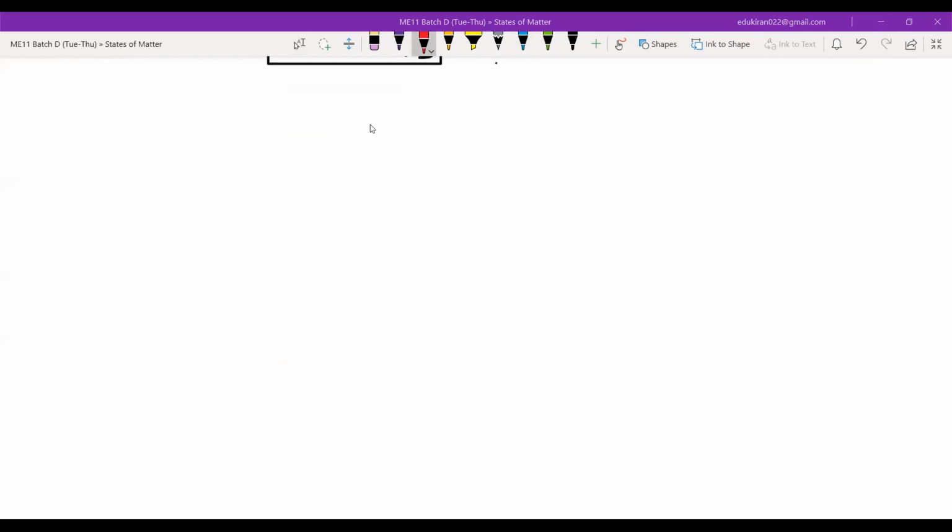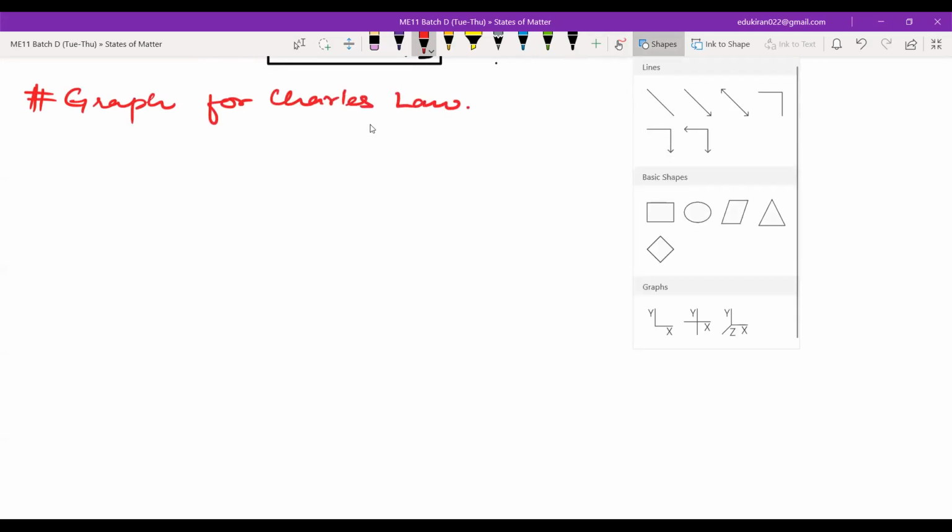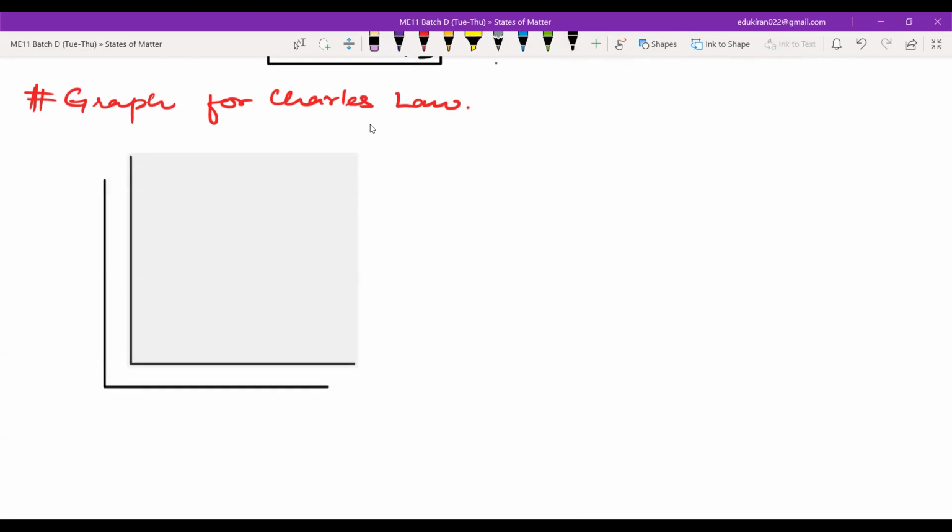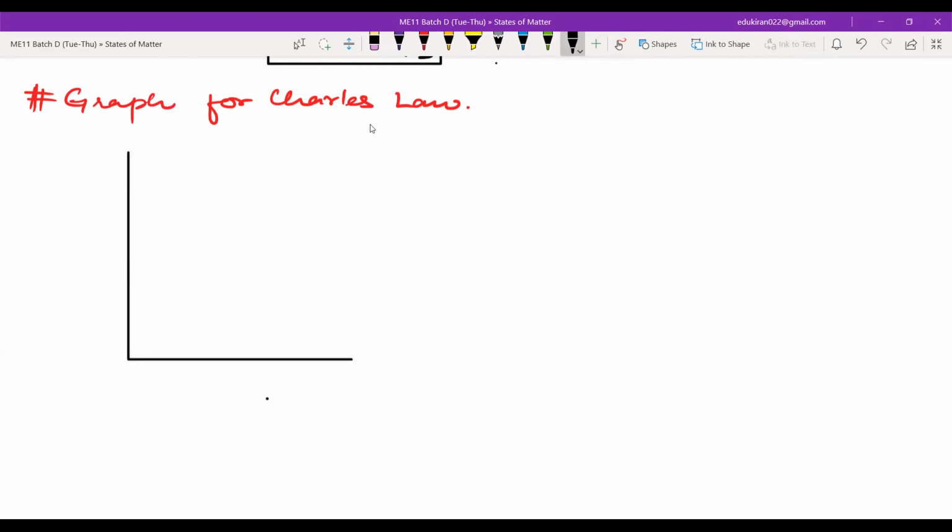Okay. So write graph for Charles law. See, the graphs are very important, because they are easy. If you're good in handling graphs, many things will be easy for you. And don't worry, I will be teaching how to handle graphs.